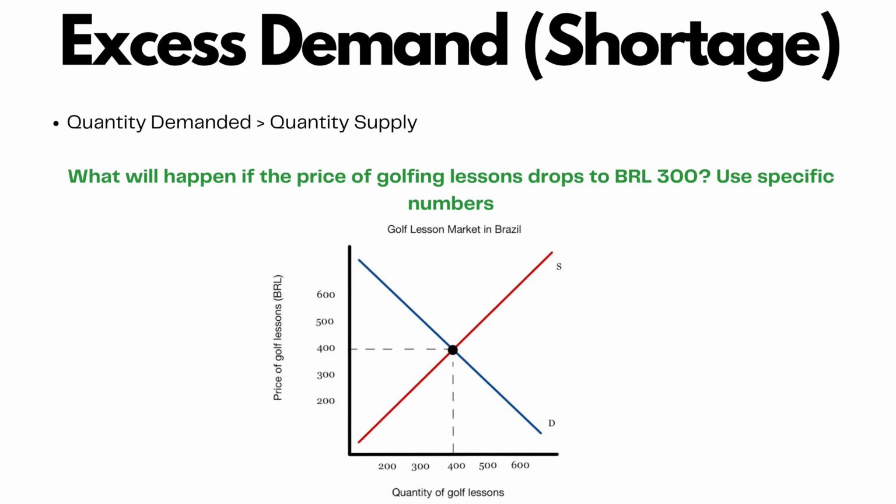Another state of disequilibrium will cause a shortage or excess demand. Excess demand is the opposite of excess supply and occurs when the quantity demanded exceeds the quantity supplied. Let's continue with our example of golf lessons in Brazil. What would be the exact shortage if the price decreased from 400 to 300? Pause the video and try to calculate it.